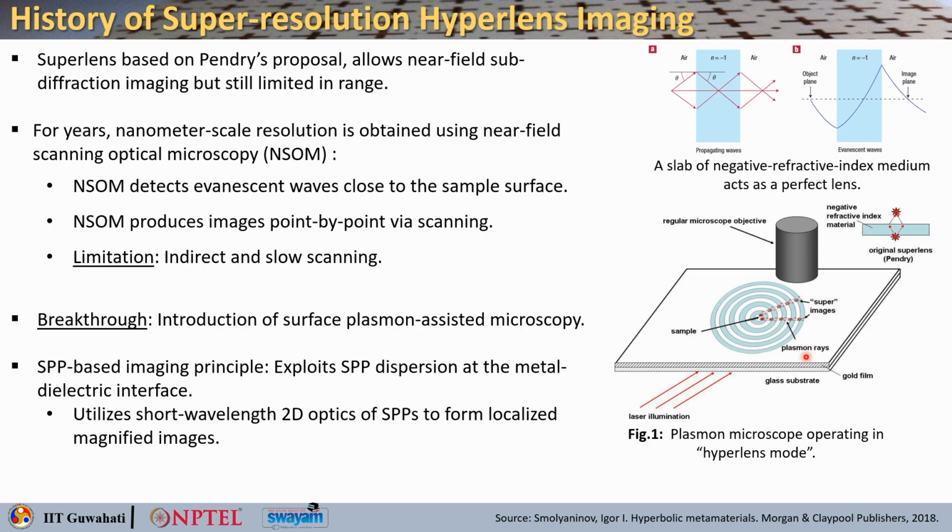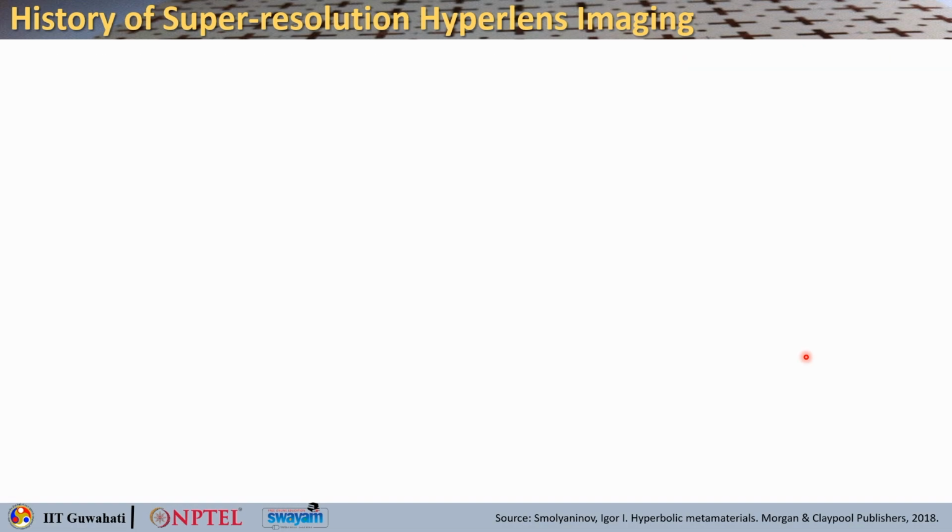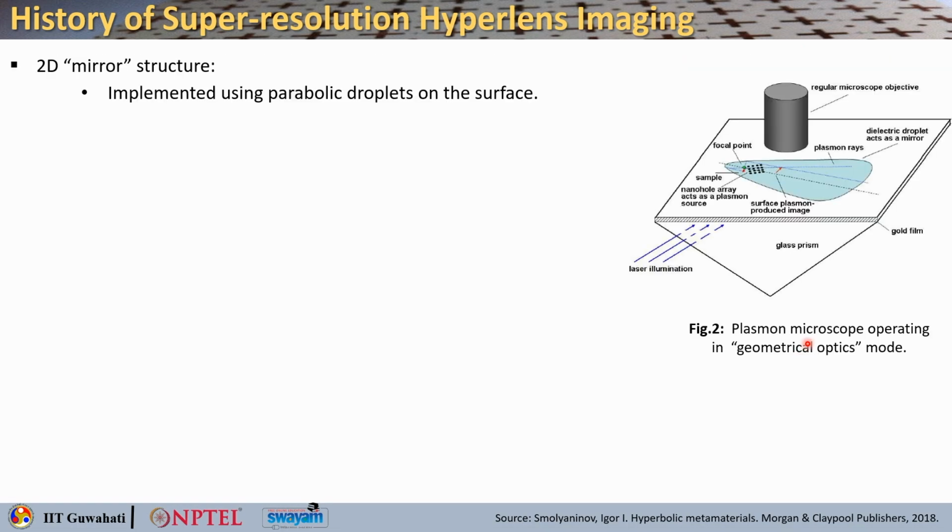So, what it is doing is basically utilizing the short wavelength 2D optics of the surface plasmon polaritons to form localized magnified images. So, a 2D mirror structure can also be formed like this. This is a plasmon microscope, okay, that is operating in geometrical optics mode.